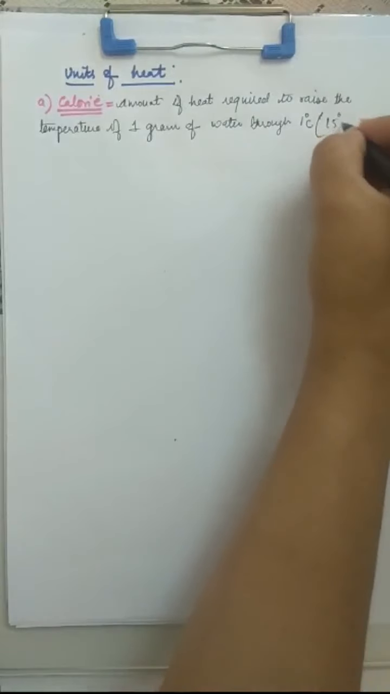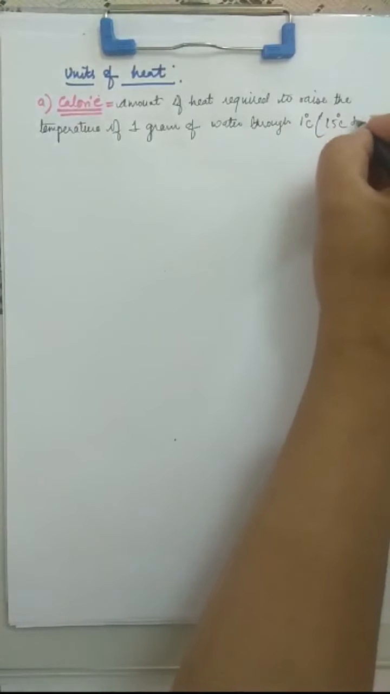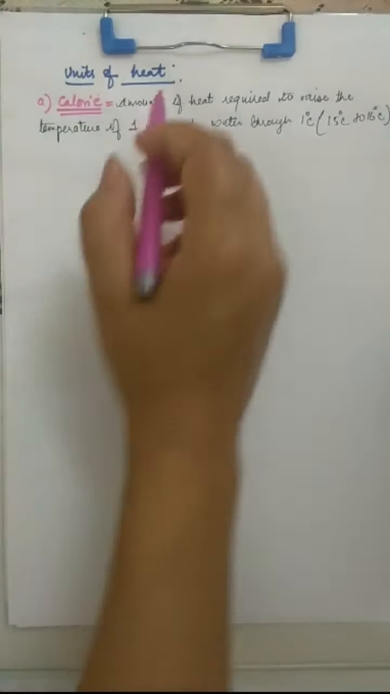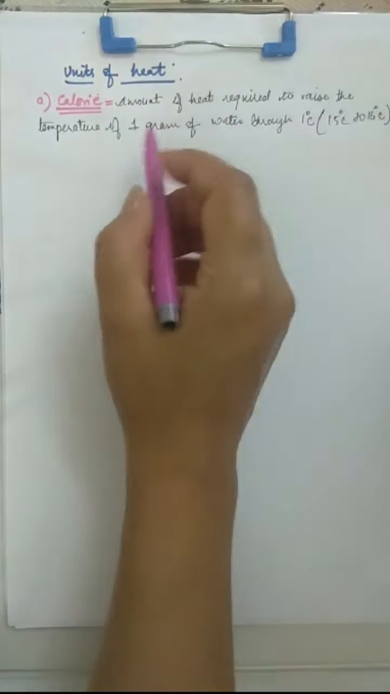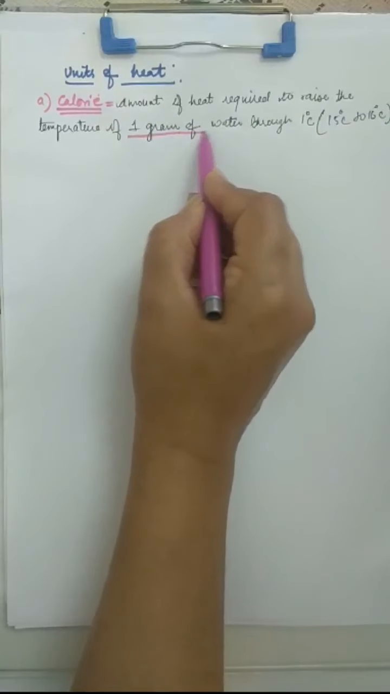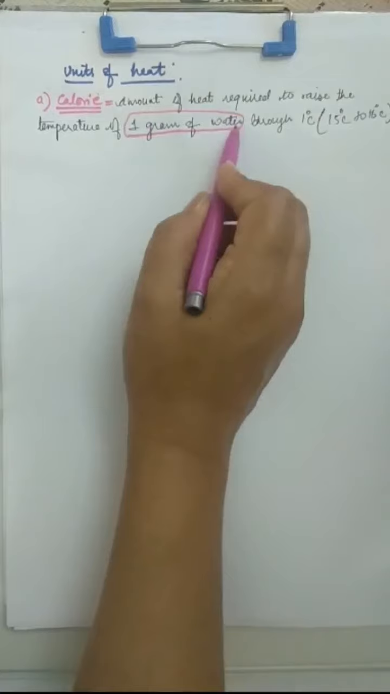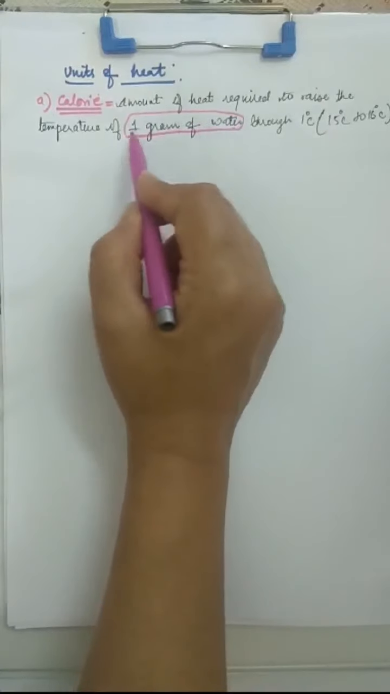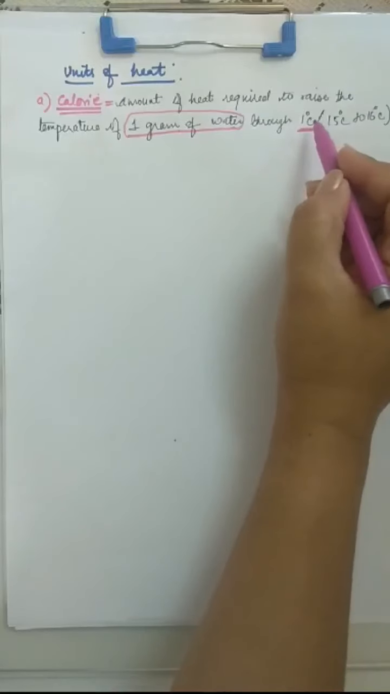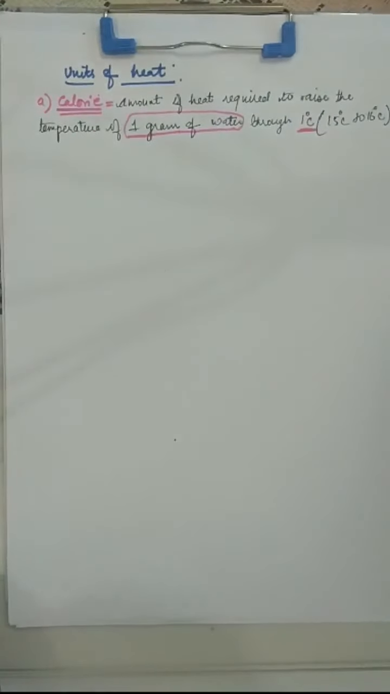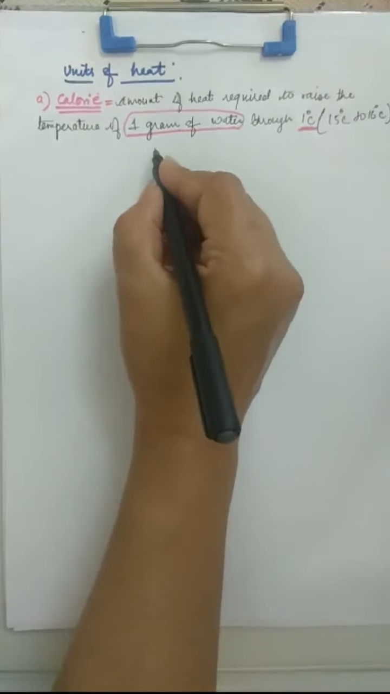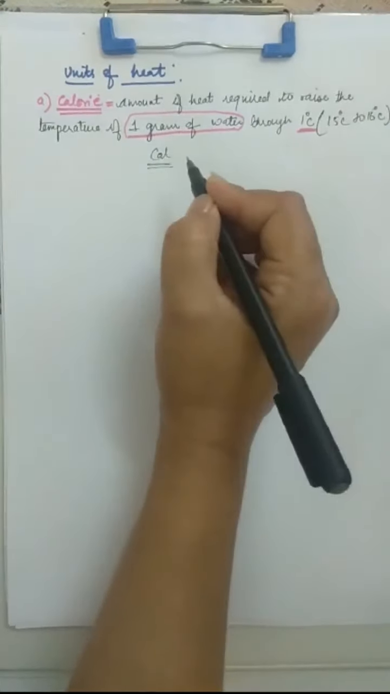That is 15 degrees Celsius. This is what we take. So, calorie is the amount of heat required to raise the temperature of, this is the most important term, temperature of 1 gram of water through 1 degree Celsius. That is calorie. Clear?